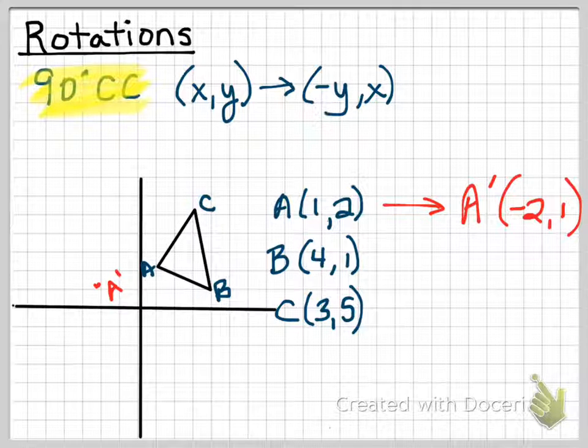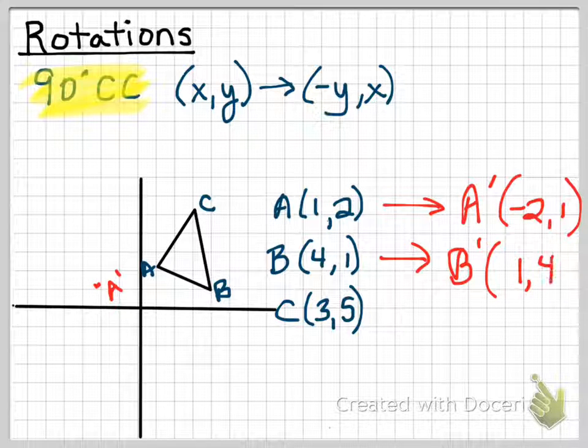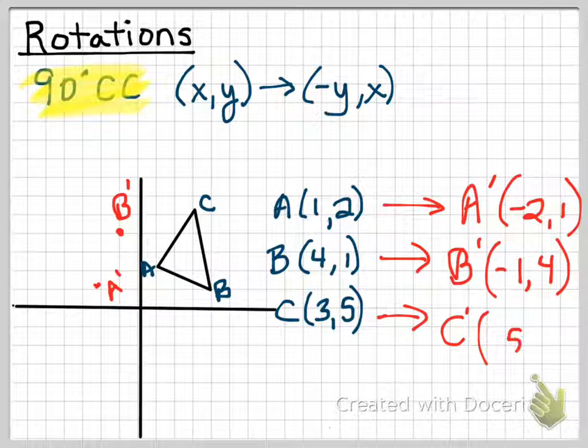Okay, B next. B is located at (4, 1), so if I do a 90 degree counterclockwise rotation, I'm going to flip them, so it's going to turn into (1, 4). I'm going to change the sign of the first one, so it's going to become (negative 1, 4). So negative 1, then 1, 2, 3, 4. Here's your B prime. And then C was at (3, 5), so for C prime, we're going to flip them, change it to (5, 3), and change the sign of the first one. So C prime is going to be at (negative 5, 3): 1, 2, 3, 4, 5, and up 1, 2, 3.